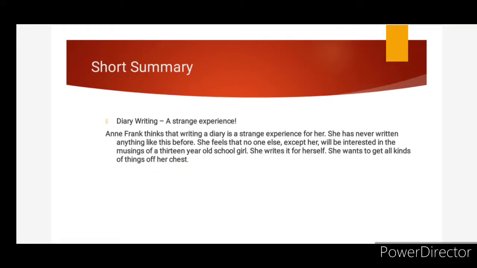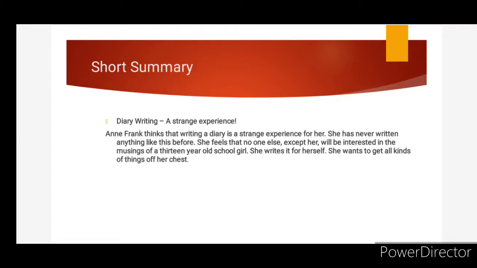Diary writing, a short, strange experience. Anne Frank thinks that writing a diary is a strange experience for her. She has never written anything like this before. She feels that no one else, except her, will be interested in the musings of a 13-year-old schoolgirl.